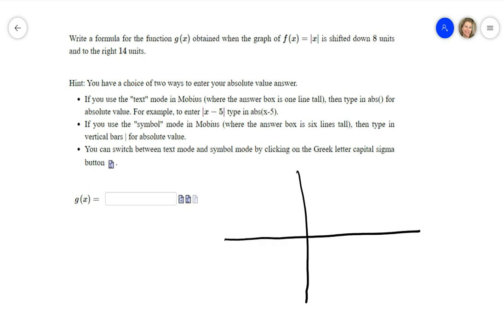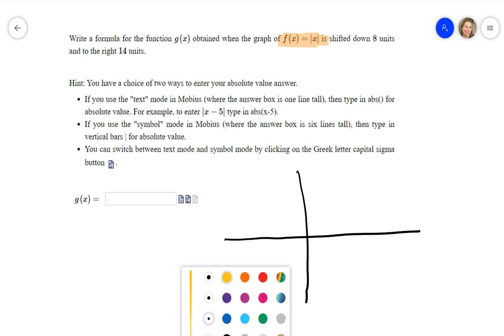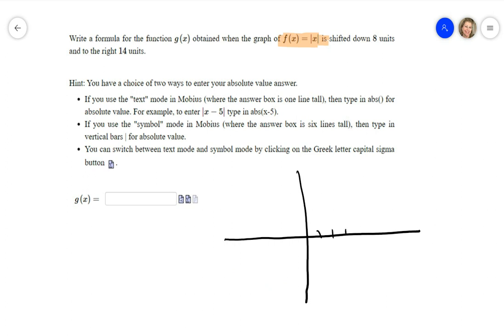The original function is f of x equals the absolute value of x. I need an orange pen. There's orange. There we go. Okay, that function is going to look like this. 1, 2, 3, 4. 1, 2, 3, 4.